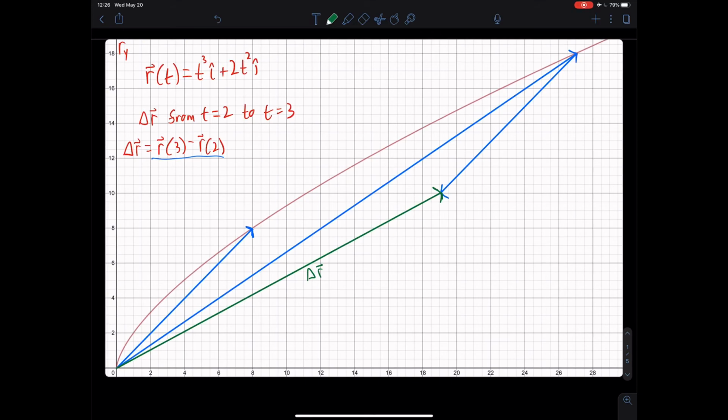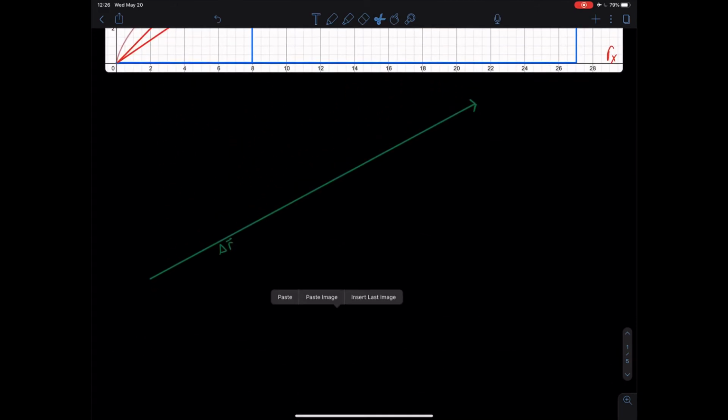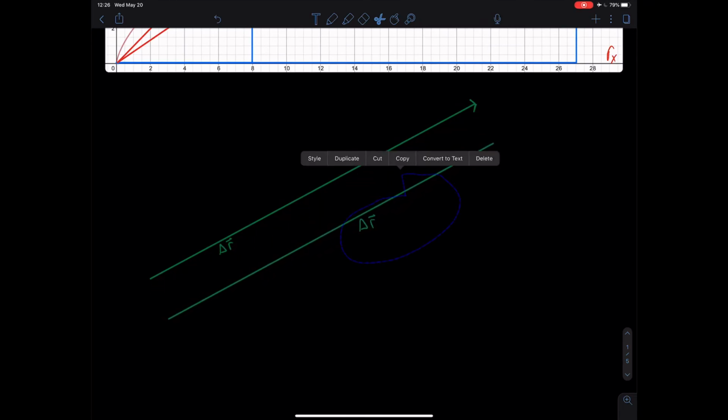So we talked about how vectors are just information. We can move them around and it doesn't change their meaning. So let's take this one right here, copy it, and let's see if it's the same vector as what we got earlier. And it is. It is the exact same length as the one we got earlier. So those two ways of getting this displacement vector are identical.